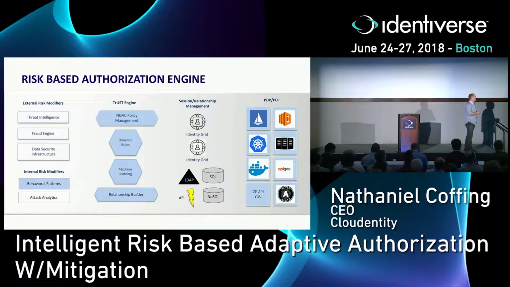So what could this look like, right? And this is a model for that risk-based authorization engine, where you can take external risk modifiers, right? Again, taking that threat intelligence, maybe your internal fraud engine, grabbing your data security infrastructure. The IDSA is doing a tremendous job at bringing this forward, and start to say, hey, I'm going to consume the data from my WAF. I'm going to consume the data from my endpoint protection.